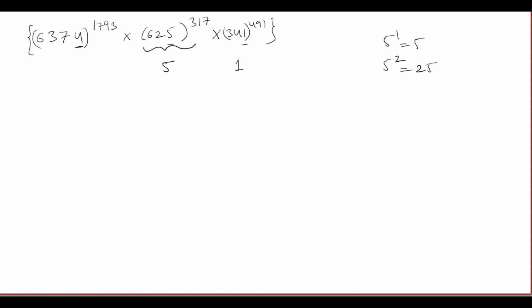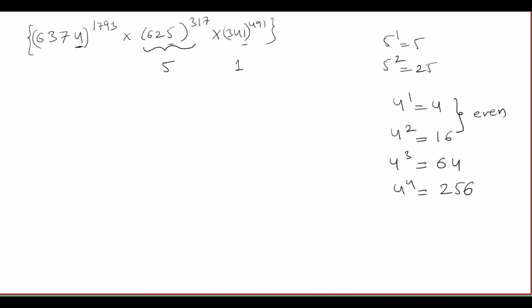And now let's see what the 4 power is. 4 power 1 is 4. 4 square is 16. 4 cube is 64. 4 power 4 is 256. So you can see here, for every even power, that is 2, you are getting 6, right? For every odd you are getting 4. Okay. So as it is repeating, I am going to divide it with 2.